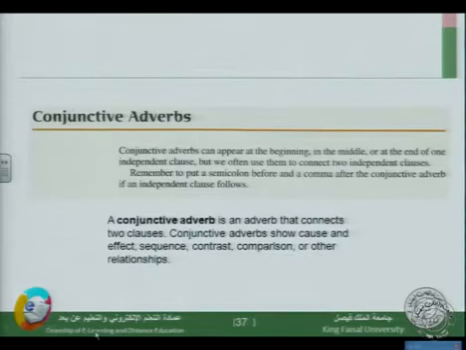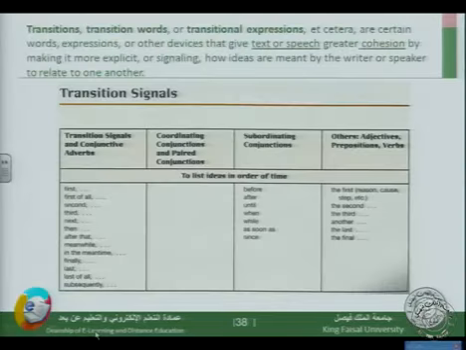Also, we have talked about conjunctive adverbs, and we said that a conjunctive adverb is an adverb that connects two clauses. Conjunctive adverbs show cause and effect, sequence, contrast, comparatives, or other relationships. And we said that we often use them to connect two independent clauses.